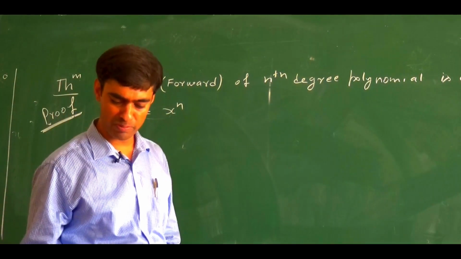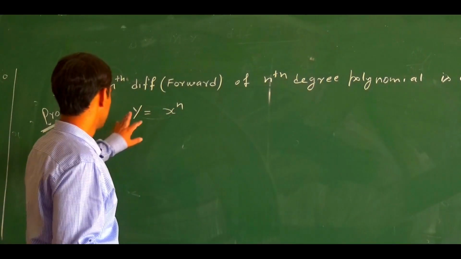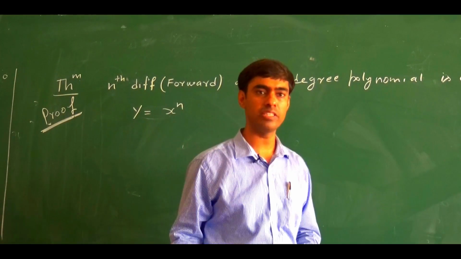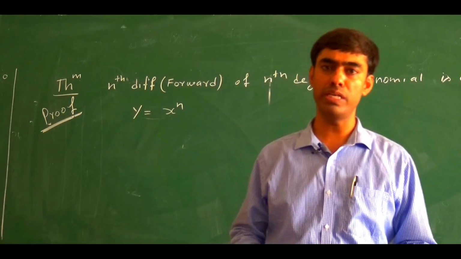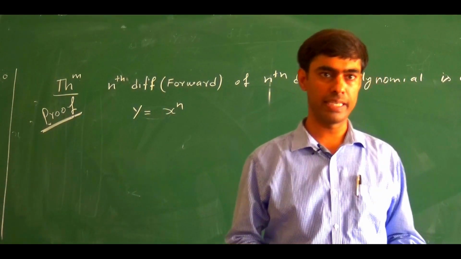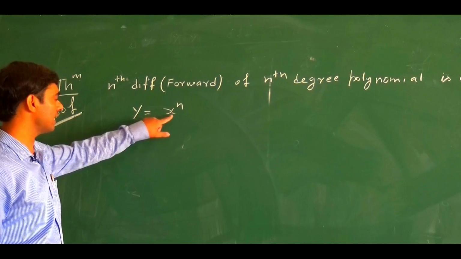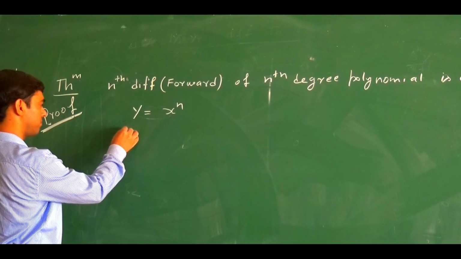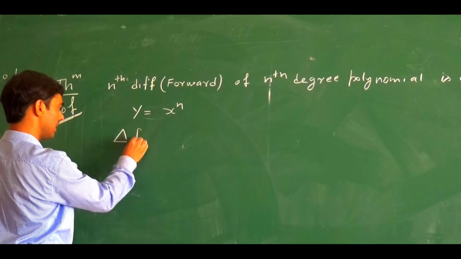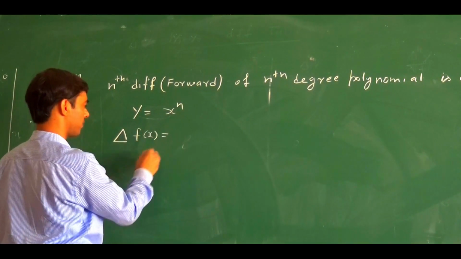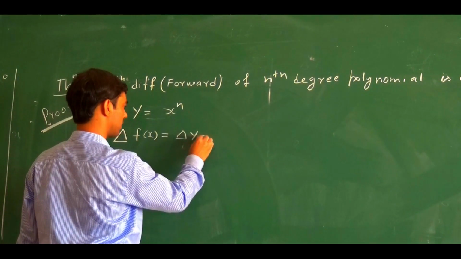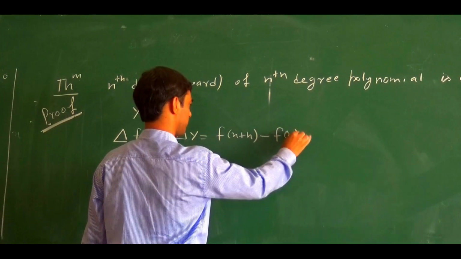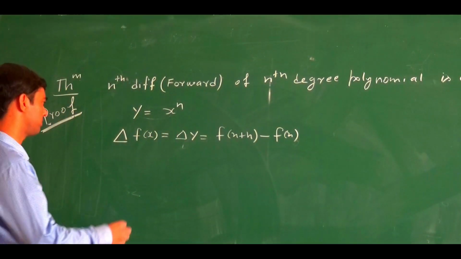For the sake of simplicity, here we only consider a polynomial of degree n, meaning y equals x^n. You may also consider y equals a0 plus a1x plus a2x squared up to an x^n as the polynomial of degree n. Now suppose y equals x^n is the polynomial of degree n. So what is the first order forward difference? By the definition of forward difference, del f of x equals del y equals f of x plus h minus f of x.